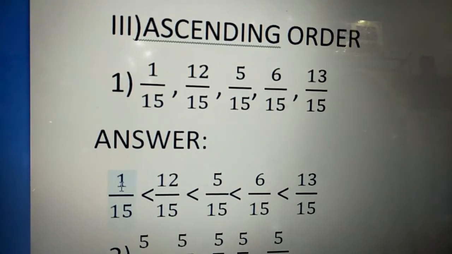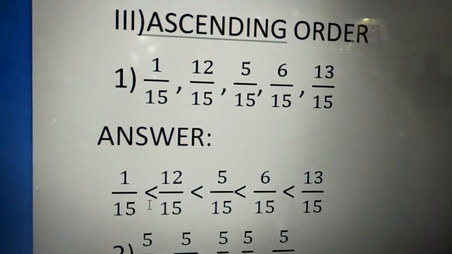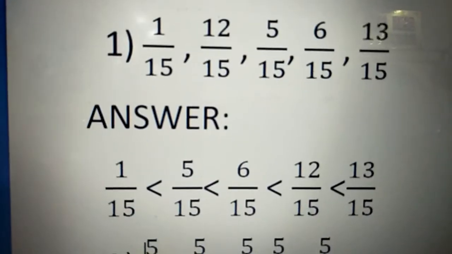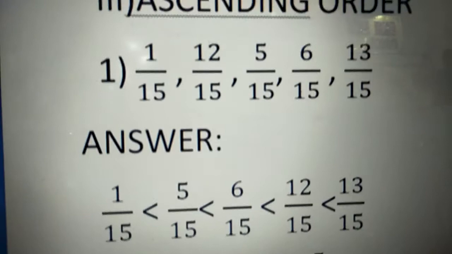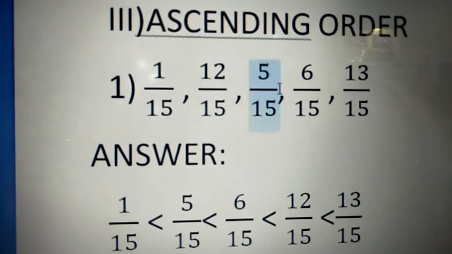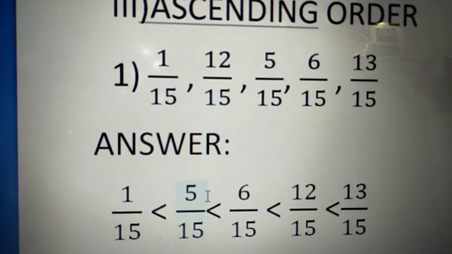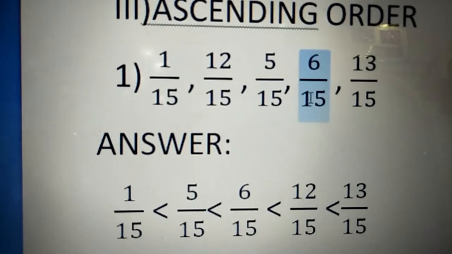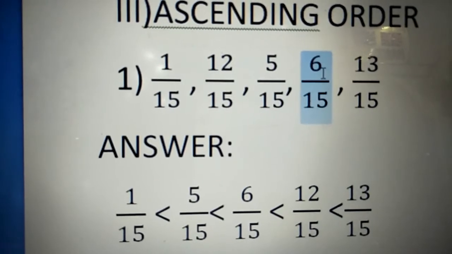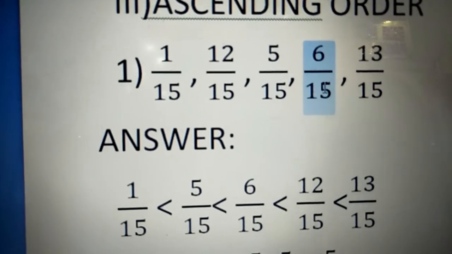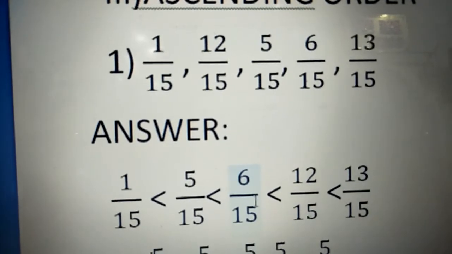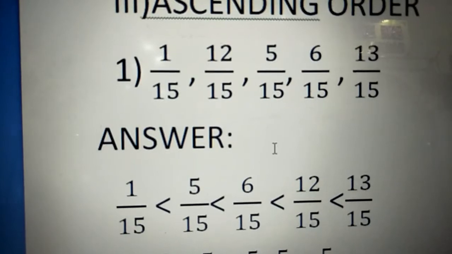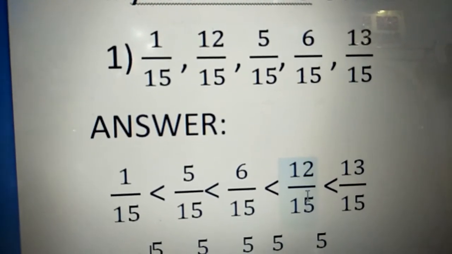So I write down 1 divided by 15 strictly less than. So next smallest number you search, children. Next smallest number is 5. So 5 divided by 15 strictly less than. The next smaller number is 6 divided by 15. So I write down 6 divided by 15 strictly less than. The next one 12 divided by 15. So 12 divided by 15 strictly less than.